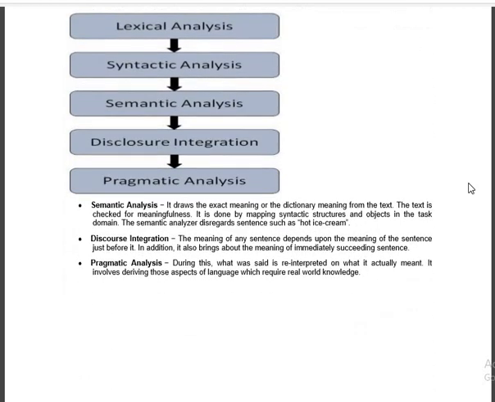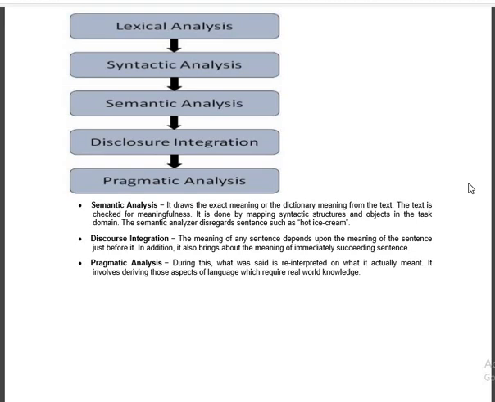And the second step, the third step, we proceed for now with the part of semantic analysis. The semantic analysis helps to identify the meaning of a sentence. Now, when the sentence is created, it's time to identify what is the exact meaning of that particular sentence or of that particular language being conveyed by the sentence. It draws the exact dictionary meaning of the text that is being written.